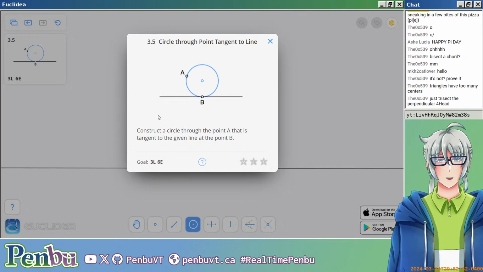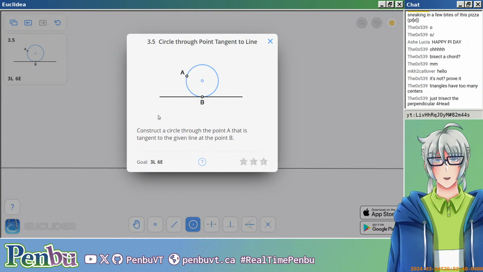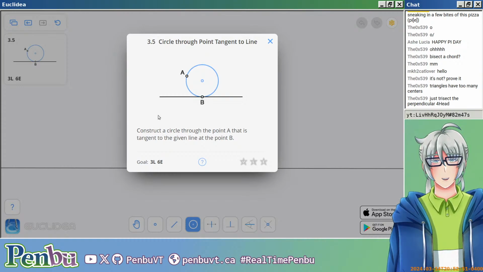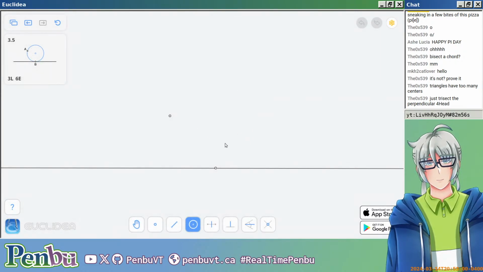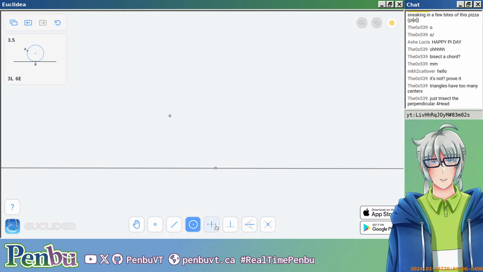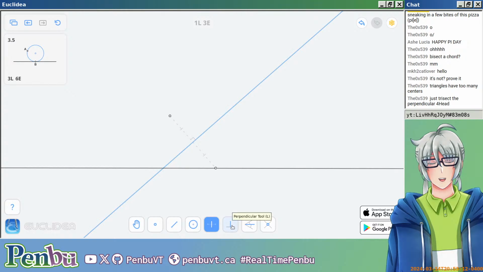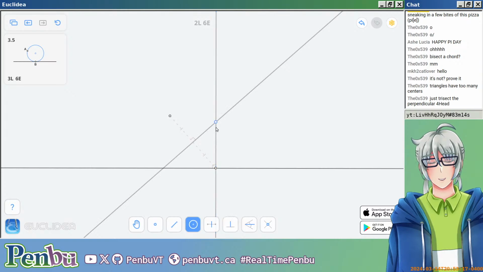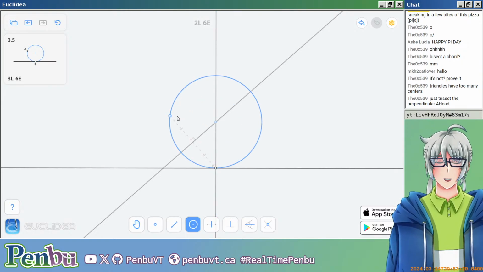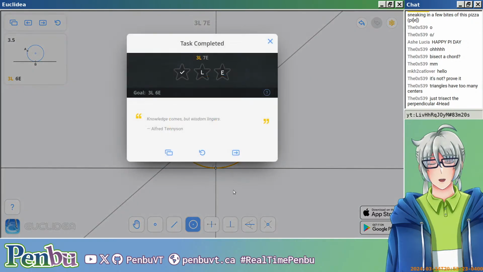Circle through point tangent to line. Construct a circle through the point A that is tangent to the given line at the point B. Okay. We're not given a center. But we do know that if we have a bisector here, this should give us a center somewhere along this line. And because it's a tangent, that means that it has to be perpendicular to this line, which means this is the center. And we can draw a circle from the center point to the 2 points.